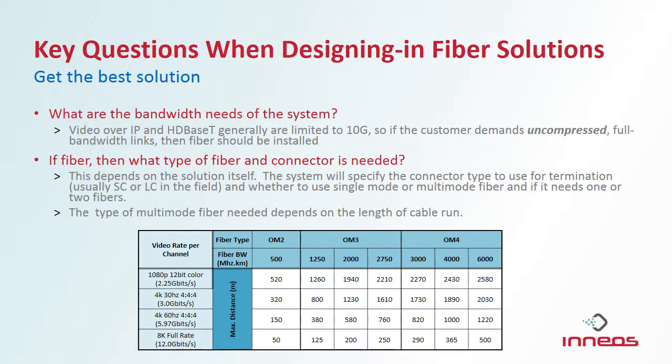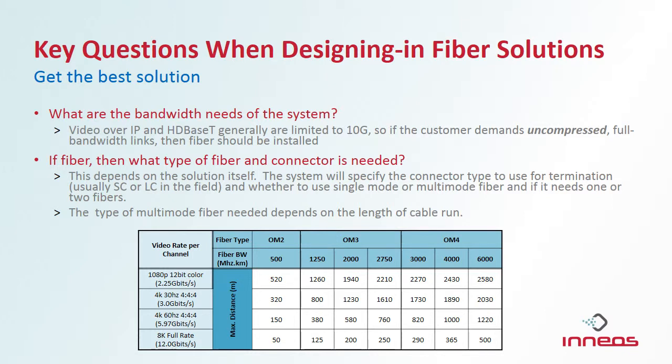So if you're going to use fiber, then the next question is really what type of fiber and what type of connector. Remember, fiber comes in two different types, single mode or multi-mode. Single mode fiber is used with single mode systems, and multi-mode fiber is used with multi-mode systems. So you need to look at your transmitter and receiver to see what type of fiber they use.